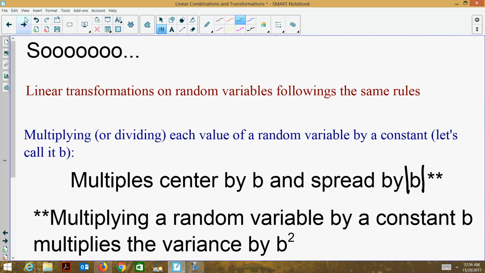So, linear transformations on random variables follow the same exact rules. Multiplying or dividing each value of a random variable by a constant, again we're calling it b, multiplies the center by b and the spread by the absolute value of b. Also keep in mind, multiplying a random variable by a constant b multiplies the variance by b squared, because variance is standard deviation squared. That's actually going to be very important to know.